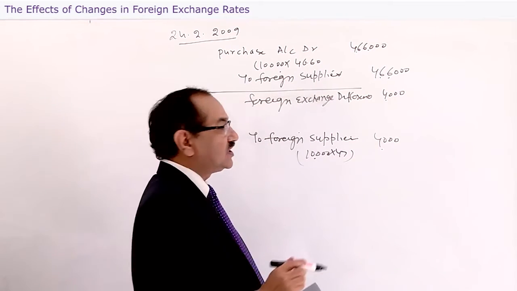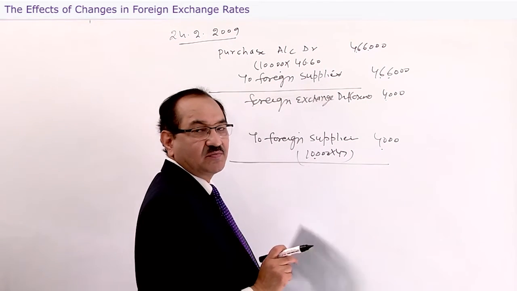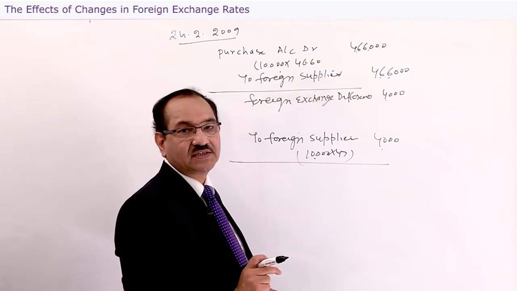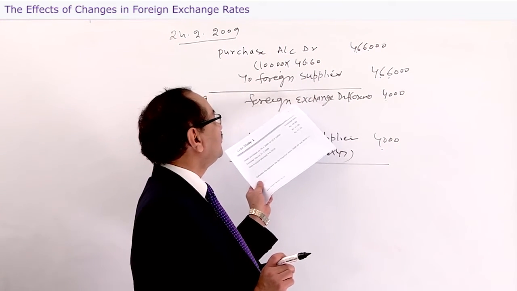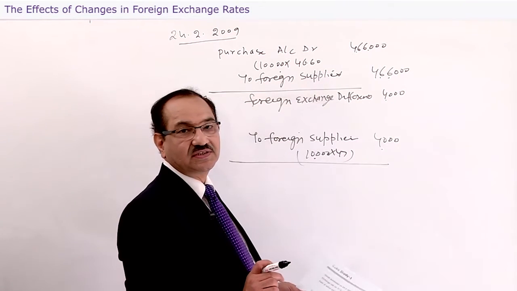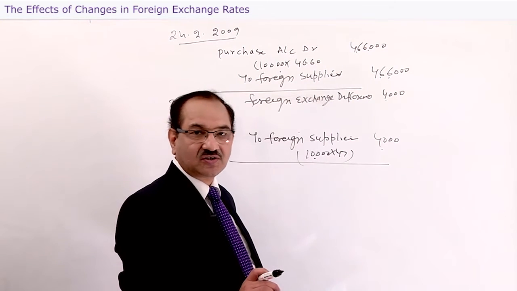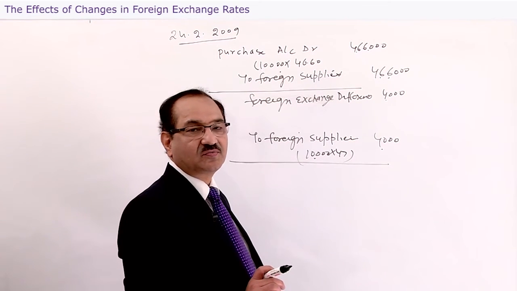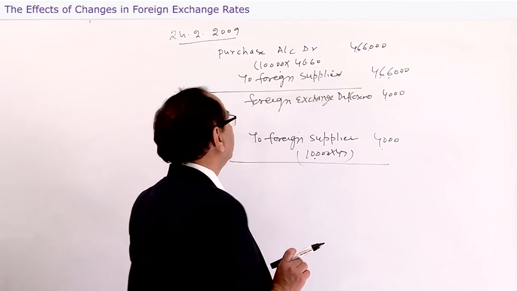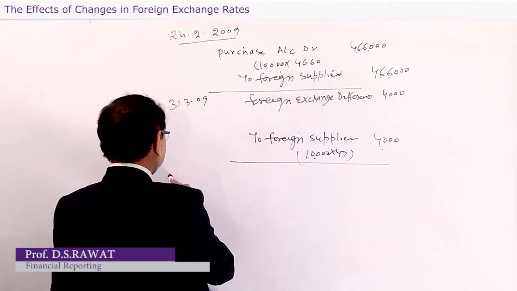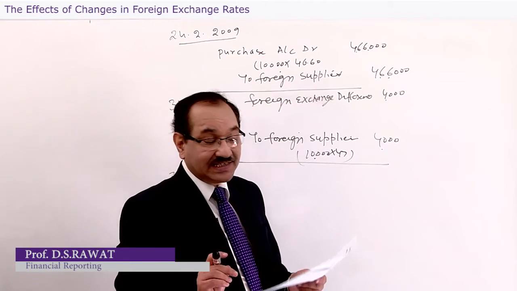This foreign exchange difference of 4,000 will ultimately be written off in the profit and loss account, and we will pass another entry on 31st March 09, which I am not writing here, but please do write it: you will debit the profit and loss account and credit foreign exchange difference 4,000. So the impact of this transaction is that the profit will be reduced, and there will be a loss of 4,000 in the profit and loss statement for the year ending 8-9. Now it says that you record and show the transaction for 10-11.